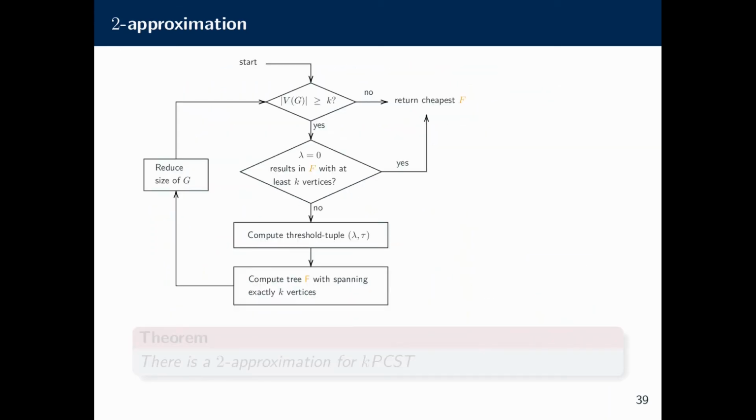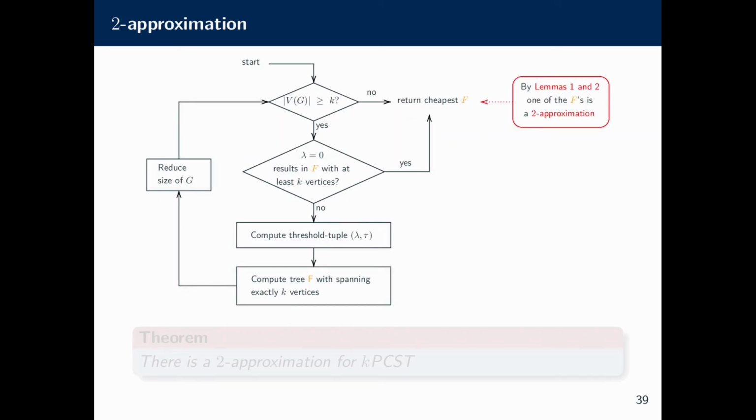This is a flowchart that summarizes the whole procedure. While G contains at least k vertices, we first try to obtain a tree with lambda equals 0 and empty tie-breaking list. If this fails, then we can find the threshold tuple and compute the tree spanning exactly k vertices and reduce the instance by throwing away a subset that does not contain the root in the calligraphic L. At some point, the graph becomes too small and the execution ends.